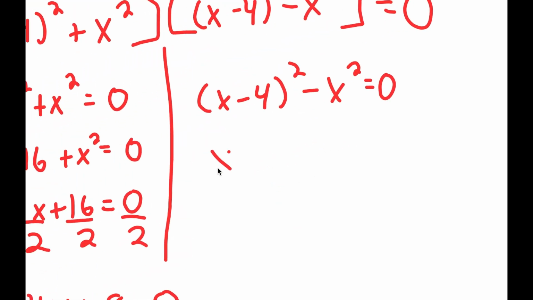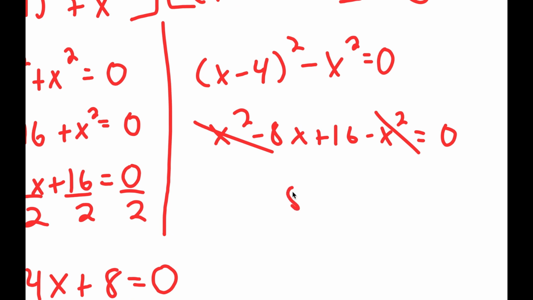And for the other equation, I get x^2 − 8x + 16 − x^2. These two cancel out, so I get 8x is equal to 16 and x is equal to 2.